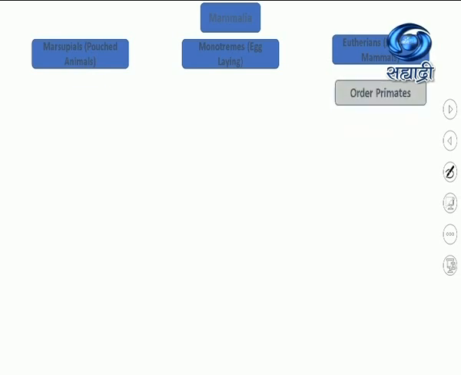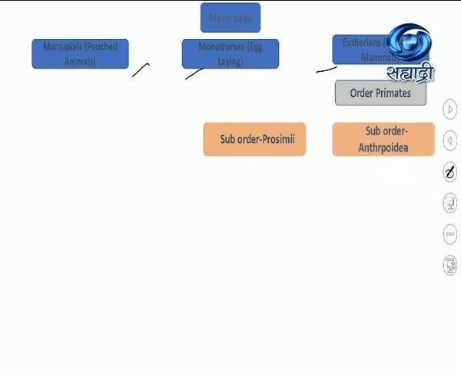In eutherians, we will further study the order primates. So Mammalia is classified into marsupials, pouched animals, for example kangaroo; monotremes, egg-laying mammals, duckbill platypus; and eutherians. In eutherians, we will study primates first, order primates, placental mammals. They are classified into suborder Prosimii and suborder Anthropoidea. I repeat, Prosimii, Anthropoidea.